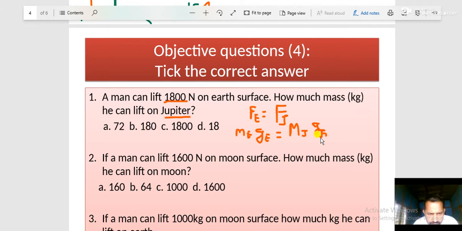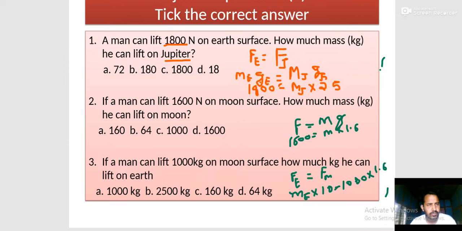Now mass of earth we don't know, but the overall mg value we know. This should be 1800. Yes, this should be 1800. And mass of Jupiter we don't know. We have to find this mass of Jupiter. And what is the value of g at Jupiter? I told you in the previous class it should be 25. On the moon it should be 1.67, so 25. Now calculate the value of M. After calculating you will get 72 as an answer.